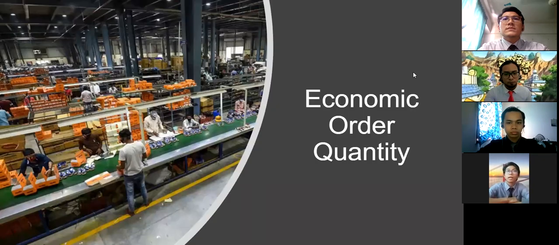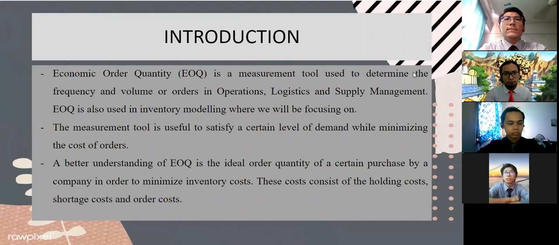All right, so I'll be presenting about the economic order quantity. The introduction is that economic order quantity, or EOQ, is a measurement tool used to determine the frequency and volume of orders in operations, logistics, and supply management. So EOQ only looks at the inventory side of a business. The measurement tool is useful to satisfy certain levels of demand while minimizing the cost of orders. These costs consist of holding costs, shortage costs, and order costs.